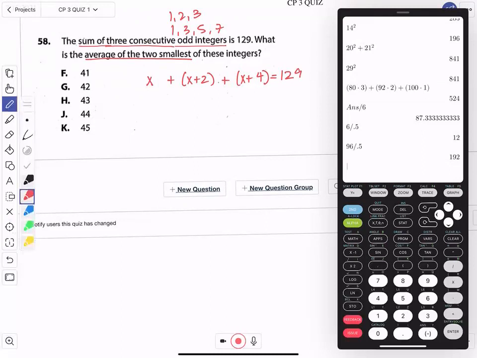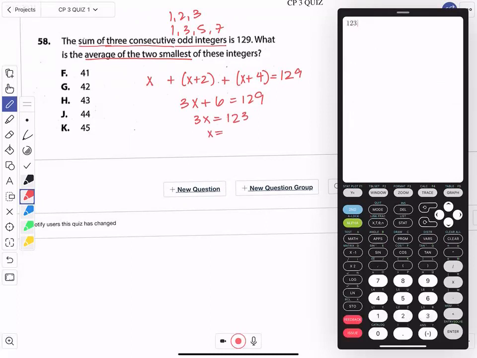So in that case, I can create an algebraic equation here. So x plus x plus x is 3x, plus 2 and 4 is 6. So I can solve for this. So 3x, I'm going to move the 6 over. That'd be 123. x is equal, let's see, 123 divided by 3 is 41. So x is really 41.